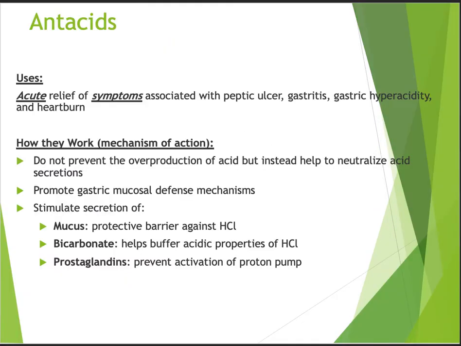So first up, we're going to talk about our straight antacids, okay? So antacids are for acute relief of symptoms. They don't treat the problem, and they're not for long-term use, okay? So by definition, antacids are bases. So they're buffers. They neutralize the acid in our stomach, which, as we know, is hydrochloric acid.